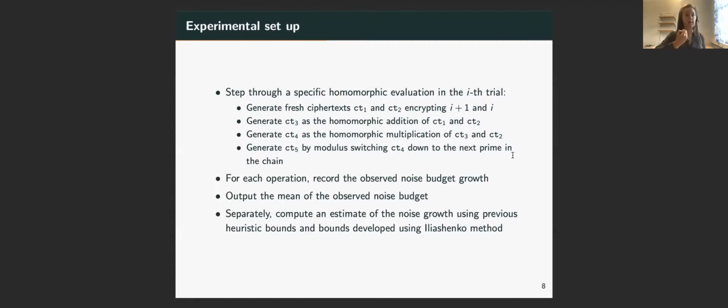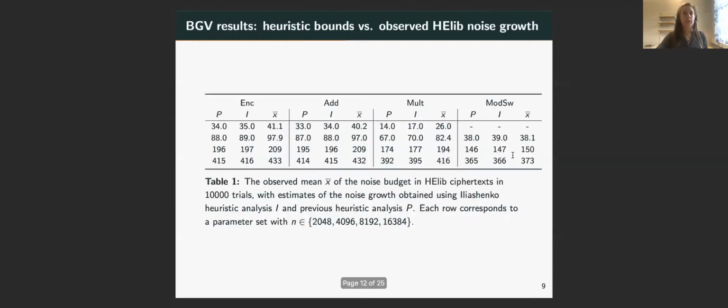And then in parallel, as I said, we compute an estimate of the noise growth using this worst case heuristic analysis updated with the Ilyashenko method. So here's what we find. In this table, you have each of the 4 operations that we look at: encryption, addition, multiplication, and modular switching. And then you also have the column P for predicted, I for Ilyashenko, and then X bar is the observed mean in HElib.